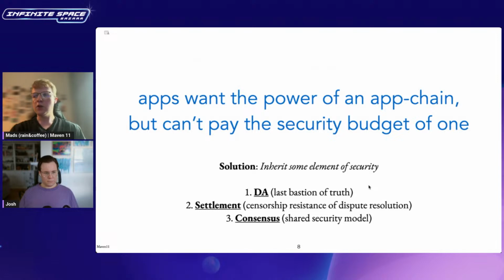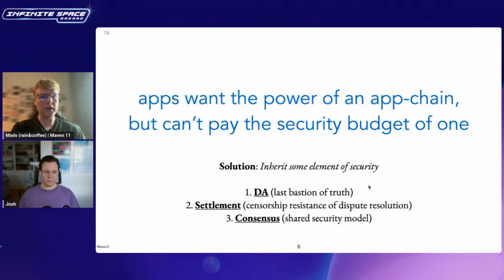So what do you do if you want the powers of an app chain, but you simply cannot pay the security budget of one? Well, the solution is relatively simple. You could inherit some element of security. However, there are different ways you could inherit this, and different costs associated with this. The first one, and the clearest one, I think the most relevant one for today, is obviously data availability.